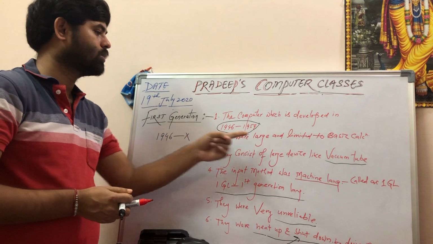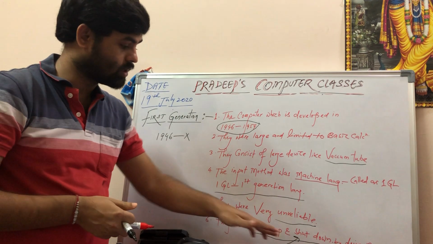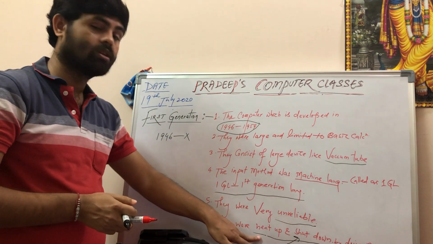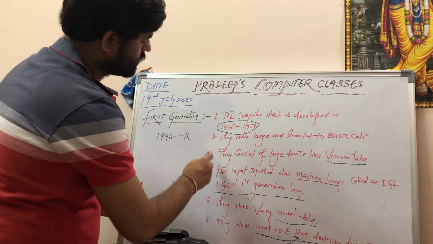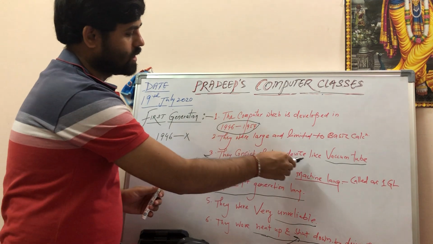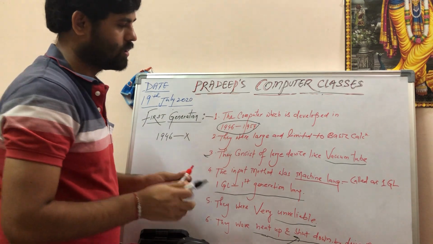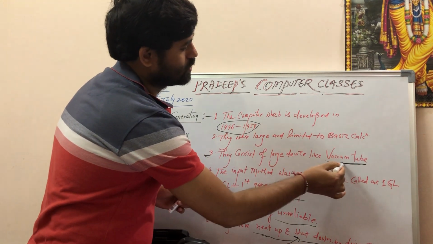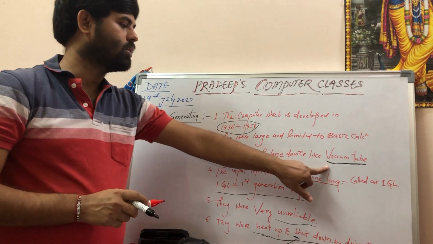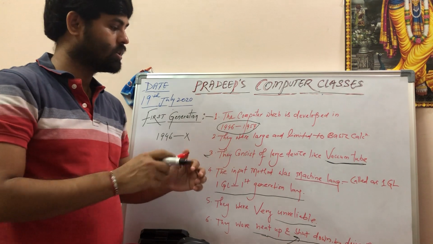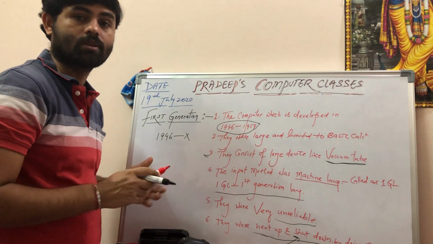Similarly, in the first generation of computer, after doing a little bit of advanced work, the machine would heat up and shut down. Why is the machine getting heated up? It is because in the 3rd point it is mentioned they consist of large devices like vacuum tubes. From a physics perspective, you can go and check on Google regarding the vacuum tube. This vacuum tube is very large, and it does not have much power to handle all the pressure.